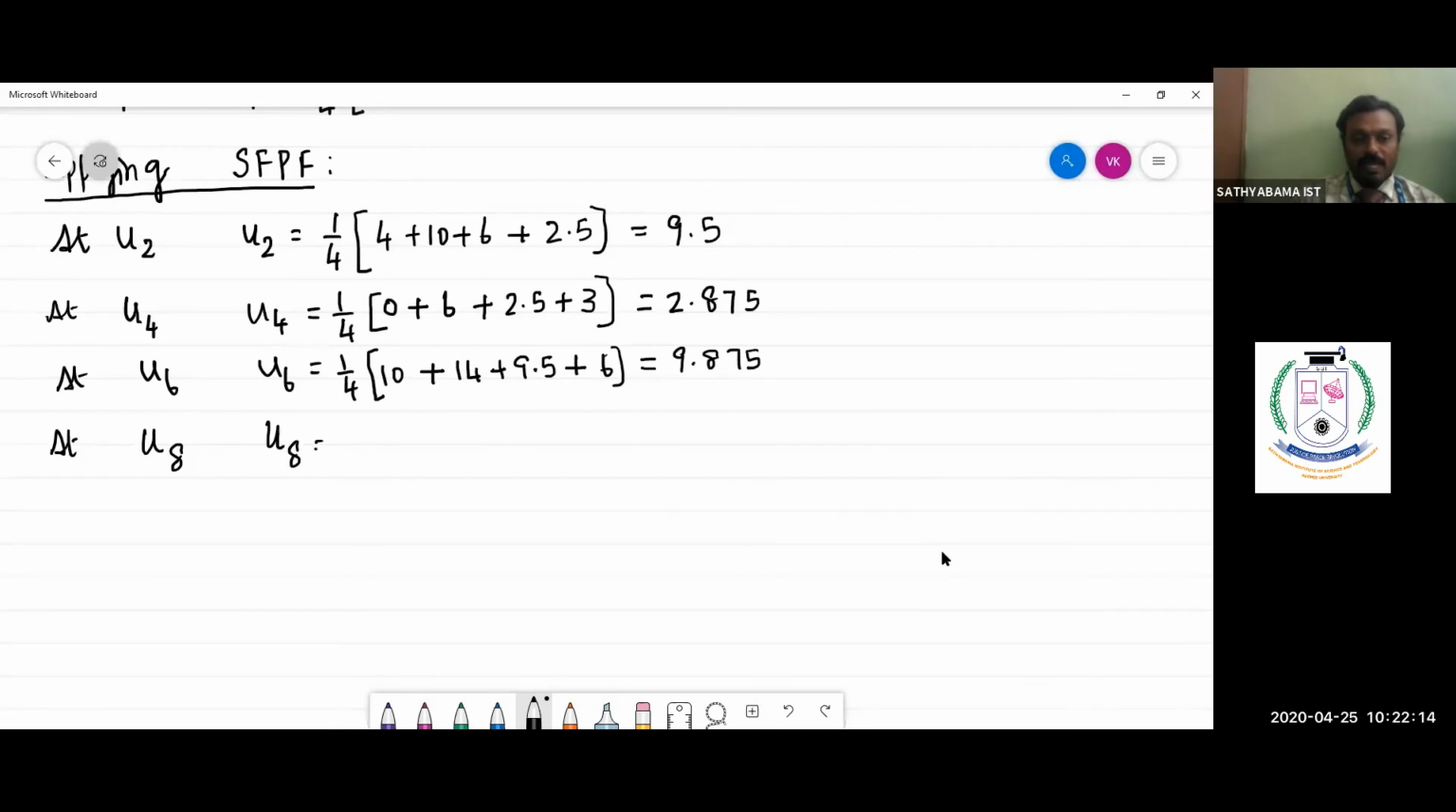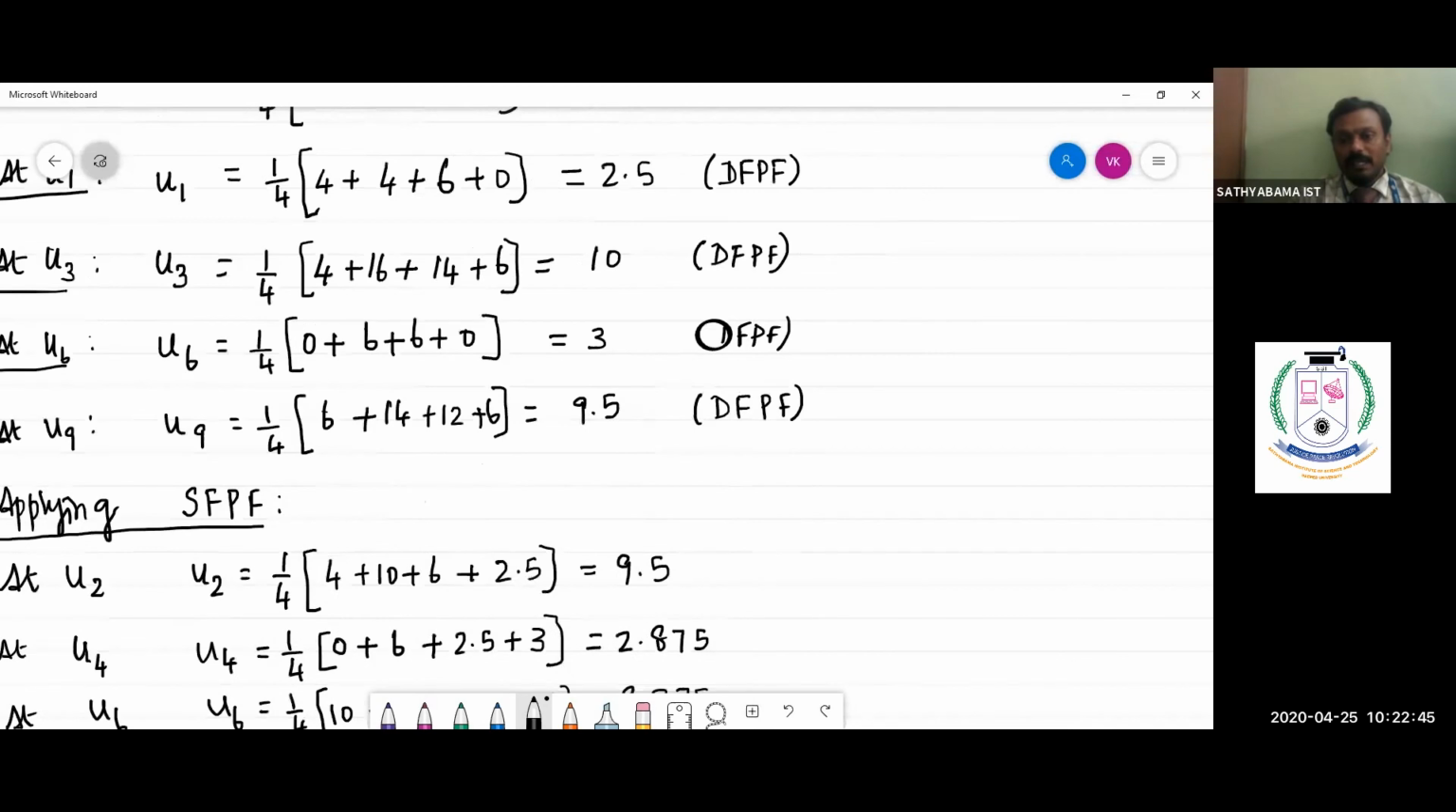And that final value at U8, we have U8 is equal to 1 by 4 into the value above U8, it is going to be U5, that is 6, plus the value to the right is U9, that is 9.5. The value below, it is the boundary value, that is 6. The value to the left, it is U7, that is 3. So this works out to be 6.125. So we have got all the initial values.